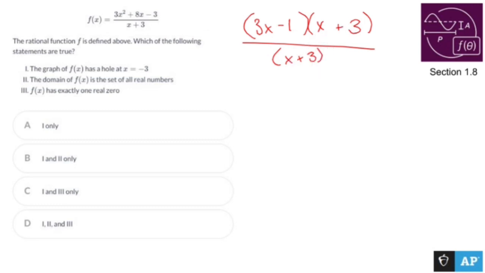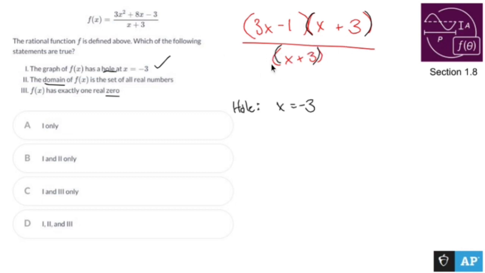All right, what do we care about? We care about holes, domains, and the number of zeros that we have. So the hole is going to be where my rational function has a repeating parenthesis, one upstairs and one downstairs. Well, right here and right here repeat, which means my hole is going to be the number that makes this 0. So x = -3 is a hole. Check.